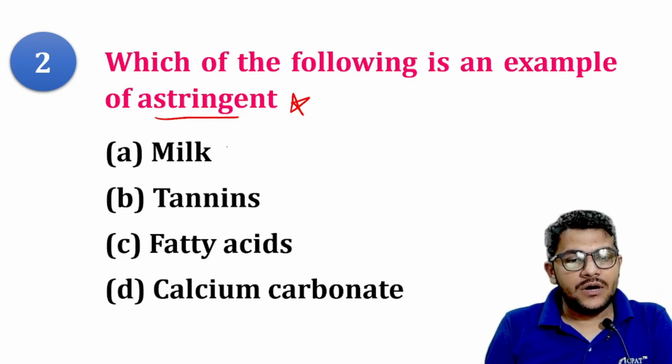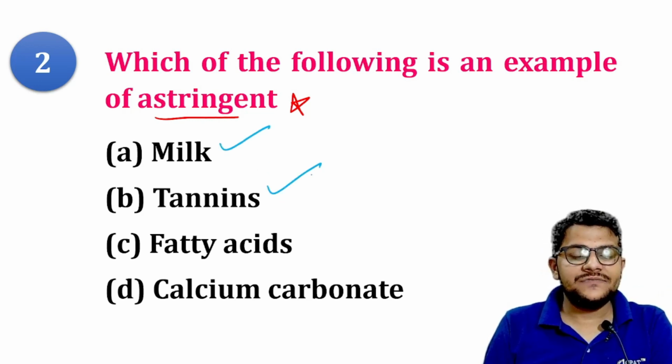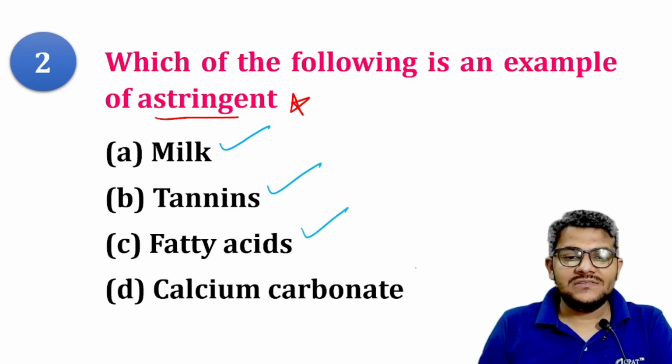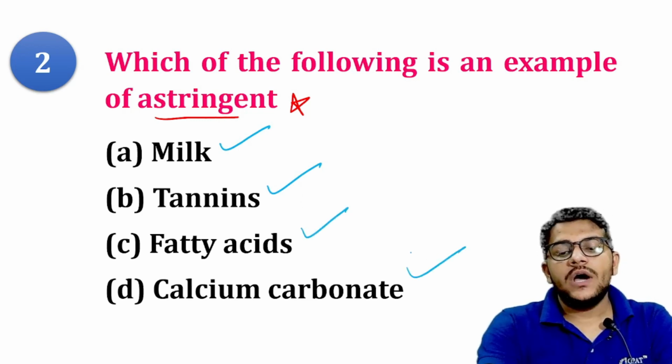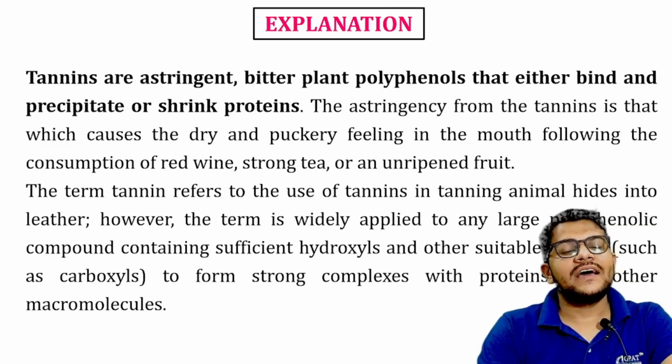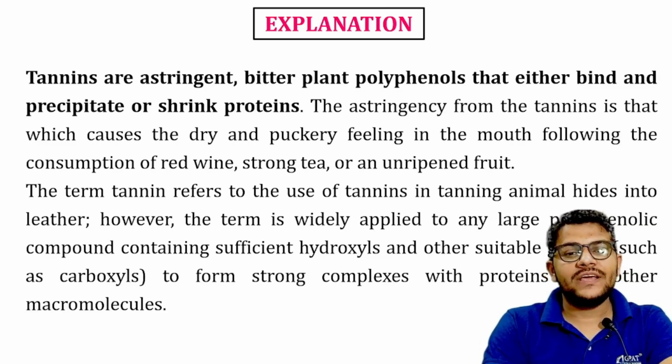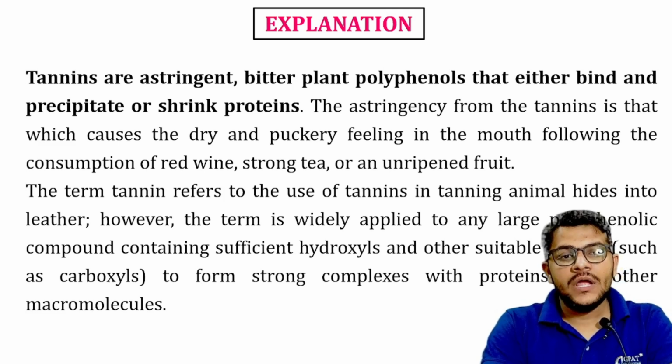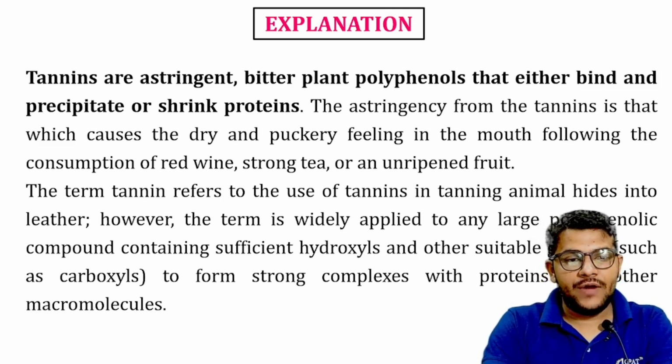So we have the option milk, next we have the tannin, after that fatty acid and calcium carbonate. You know very well tannins act as astringent and are obtained from the plant, or we can say these are plant polyphenols having the ability to bind and precipitate or shrink the protein that you have.